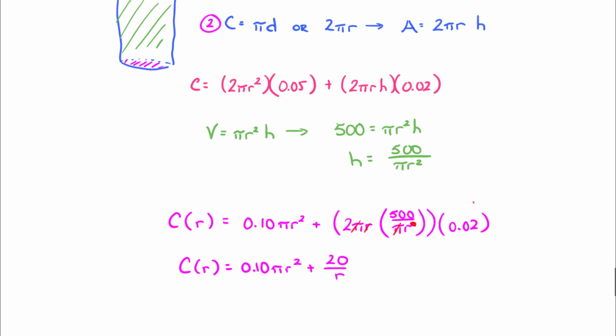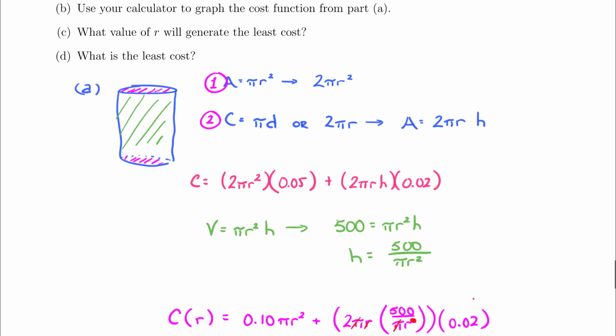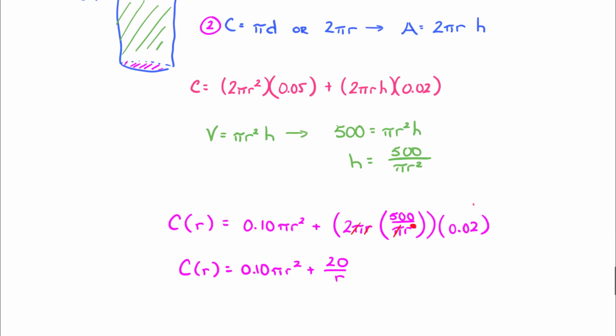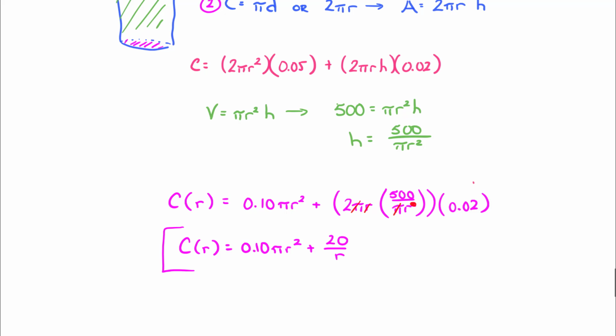And the easiest way to, let me scroll back up here. So use your calculator to graph the cost function. So what we need to do now is we're going to take this equation that we've generated, and we're going to just type it in onto Desmos, where we have to replace r with x for the purposes of typing it in the calculator. But if I can get this to open.